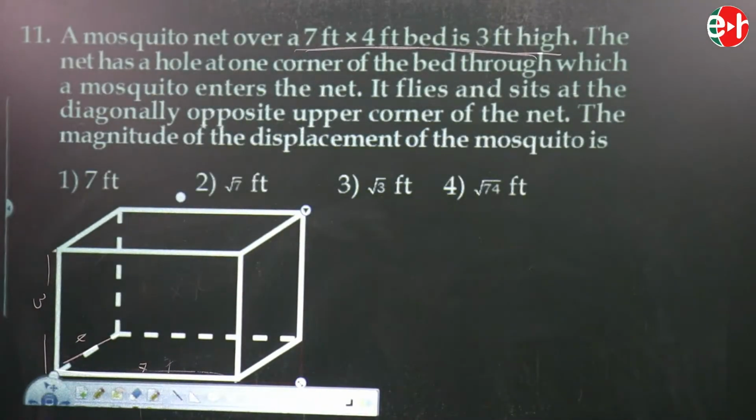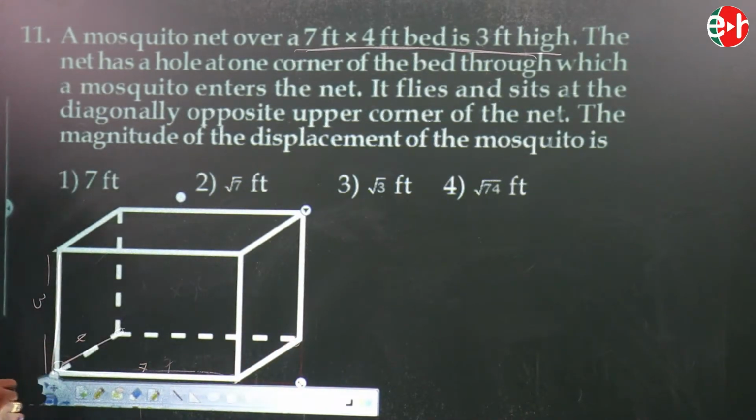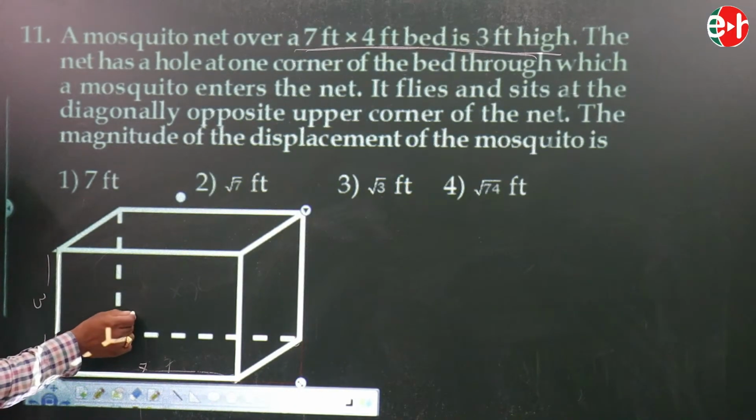See, a mosquito net over a 7 feet, 4 feet bed. This is 7 feet and this is 4 feet bed. So it's a bed, and 3 feet high. The net has a hole at the corner of the bed. So imagine it has 1, 2, 3, 4 corners. Later we can take any corner. I am going to choose this as the corner. It has some hole here.